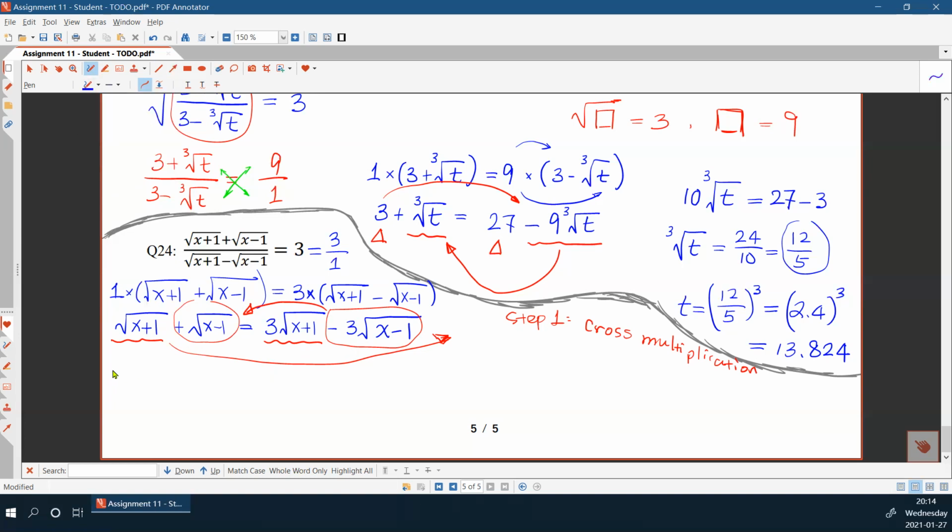So this gives you, okay, I'll write one more step for you. Plus 3 times square root x minus 1, and 3 times square root x plus 1 minus square root x plus 1, right? Any questions to this step? No? Okay, next, we can combine them. Left-hand side, four times square root x minus 1. Right-hand side is twice of square root x plus 1, right?